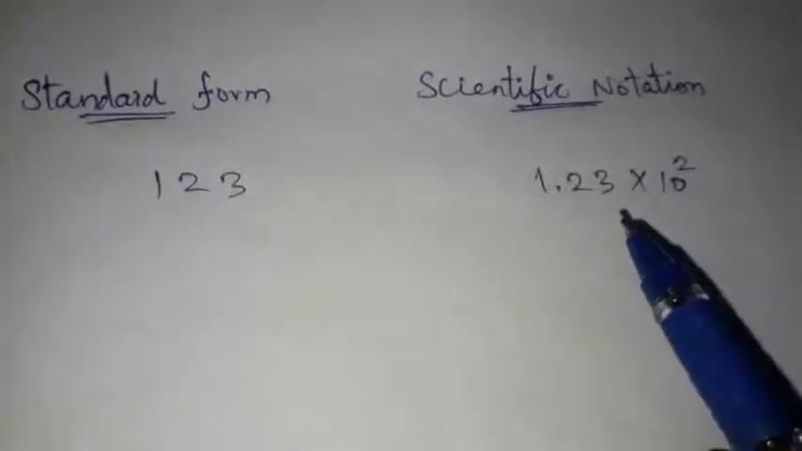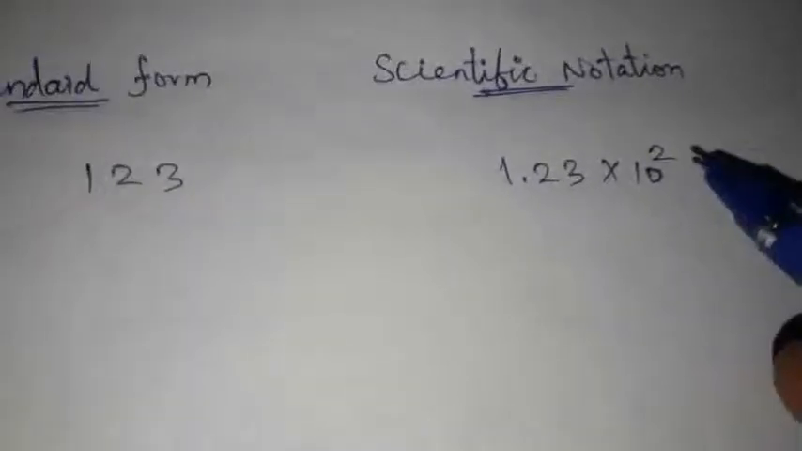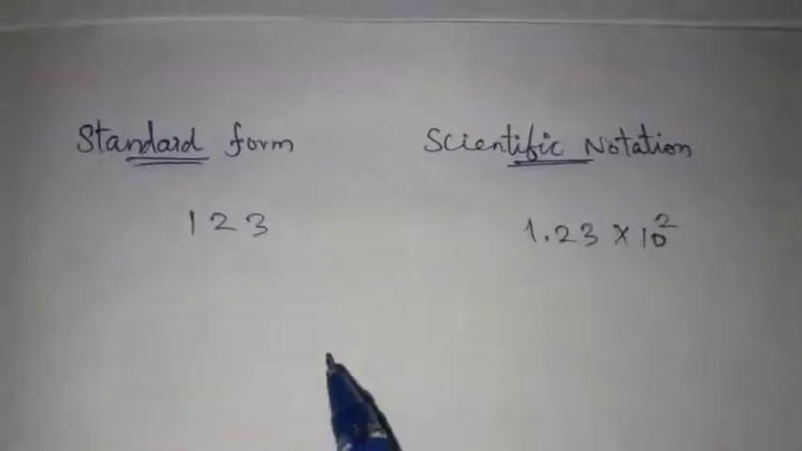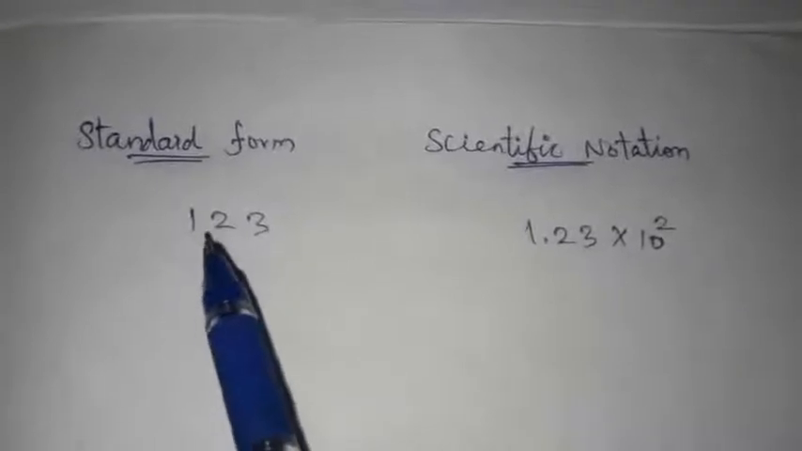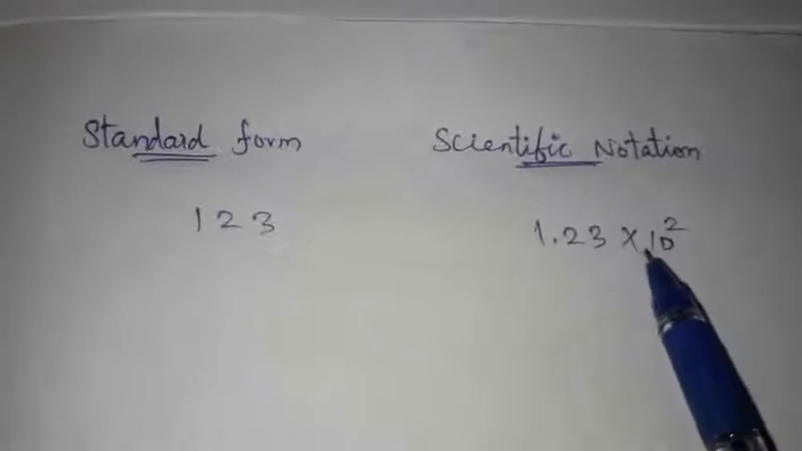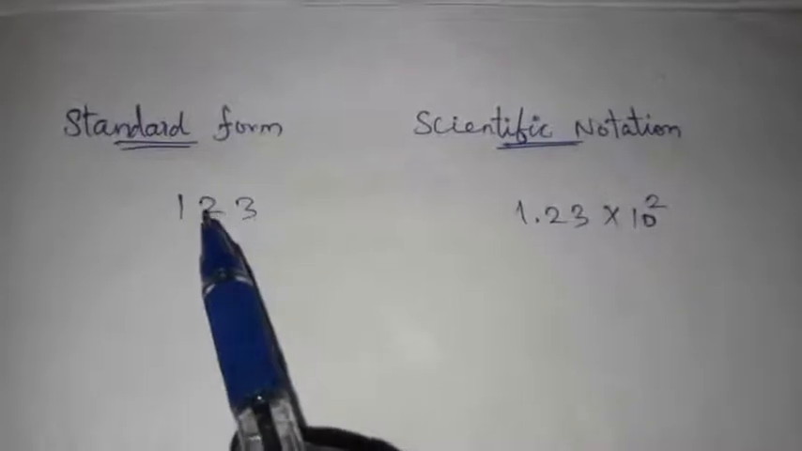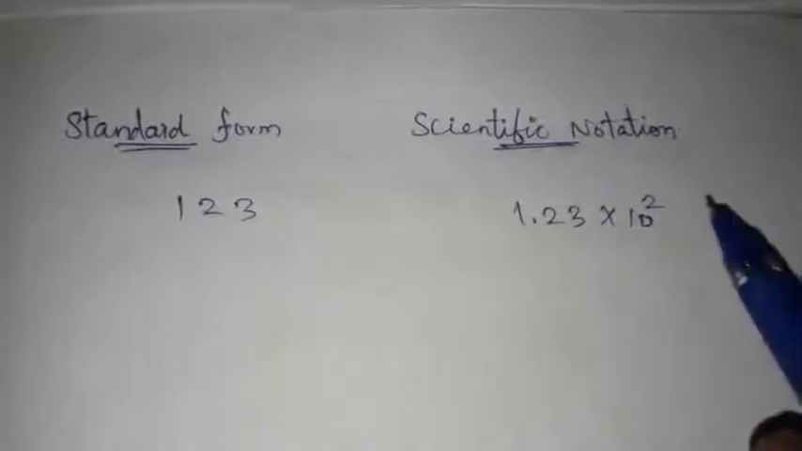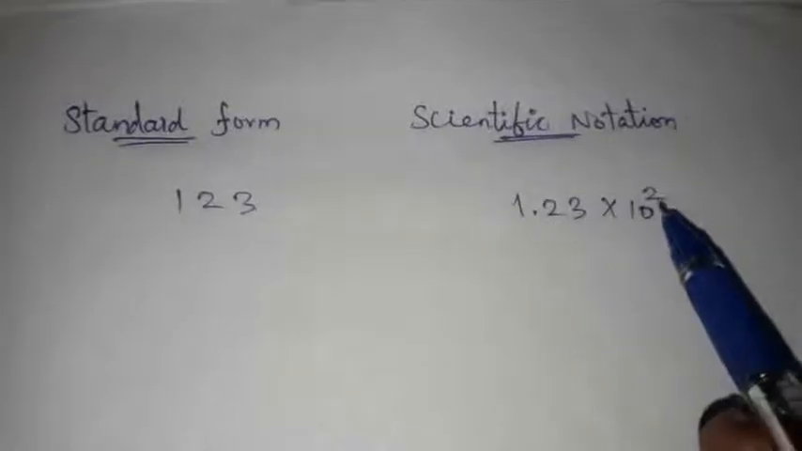In scientific notation, we use the form number into 10 to the power a number. The power is an integer. It may be positive or negative. To convert a whole number into scientific notation, you have to put a dot after the first number. You have to put it here. So it will become 1.23 into 10 to the power something. If you put a dot here, there are two numbers after the dot. So you have to write 2 on the top. So the scientific notation is 1.23 into 10 to the power 2.